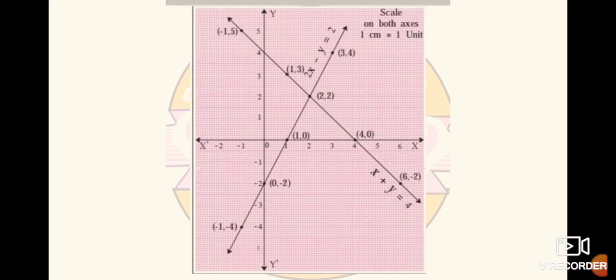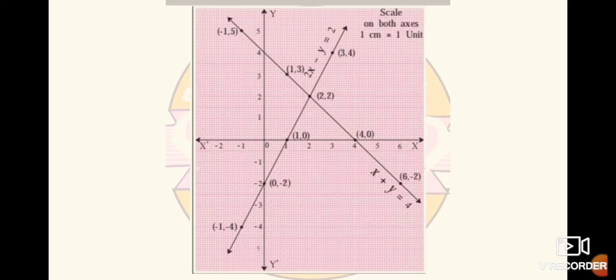My dear students, to get a solution by using the graphical method, it is compulsory that those two lines intersect each other. Then and only then will you get the solution by using the graphical method. So here (2, 2) is the solution.